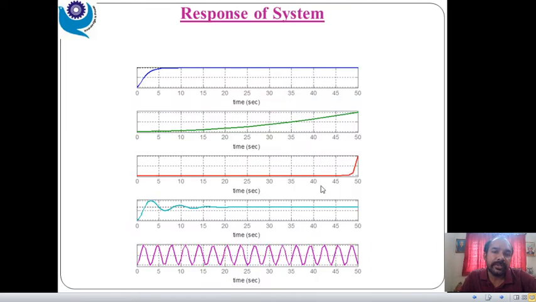Moving to the next point, these are the responses of a system, as given over here.